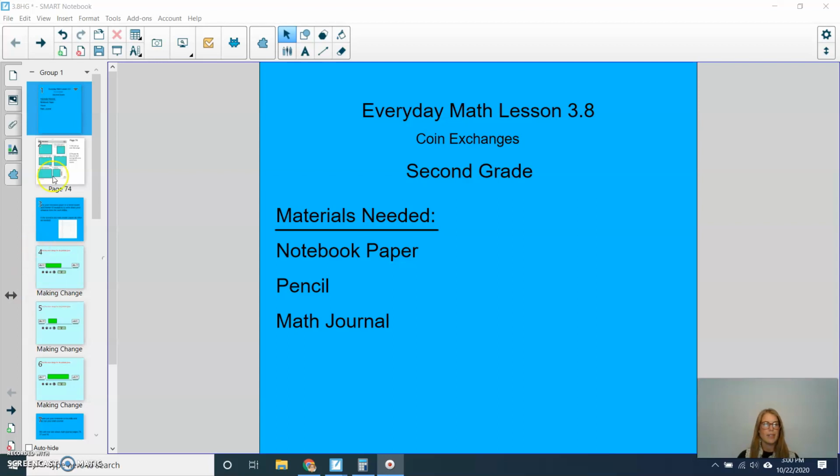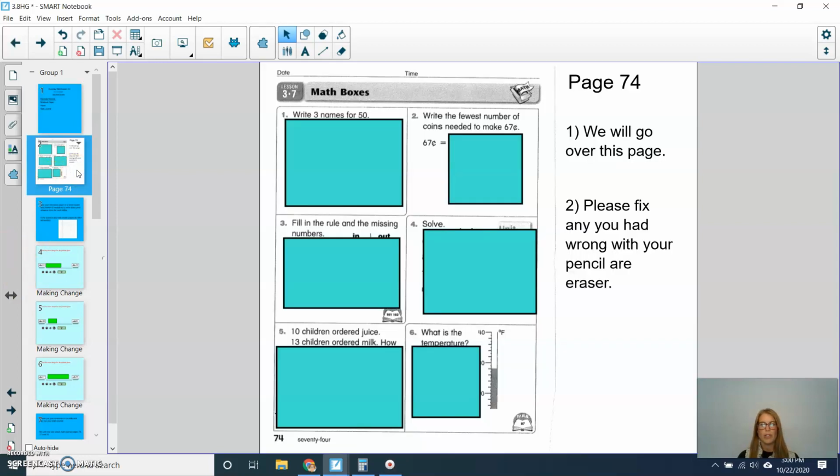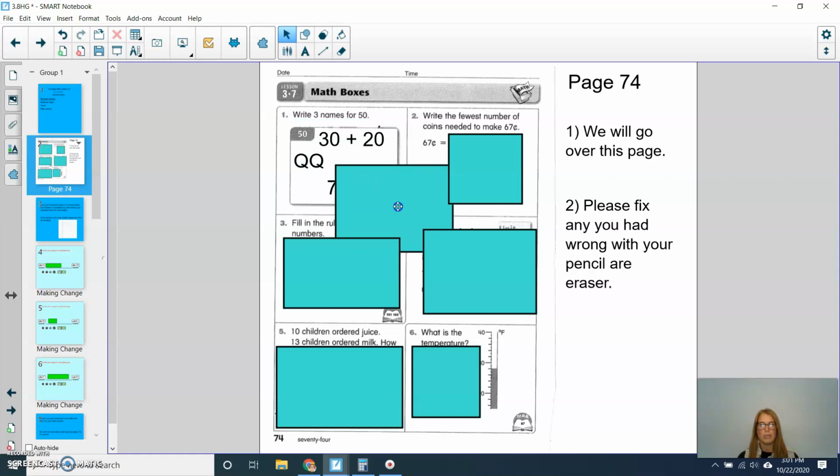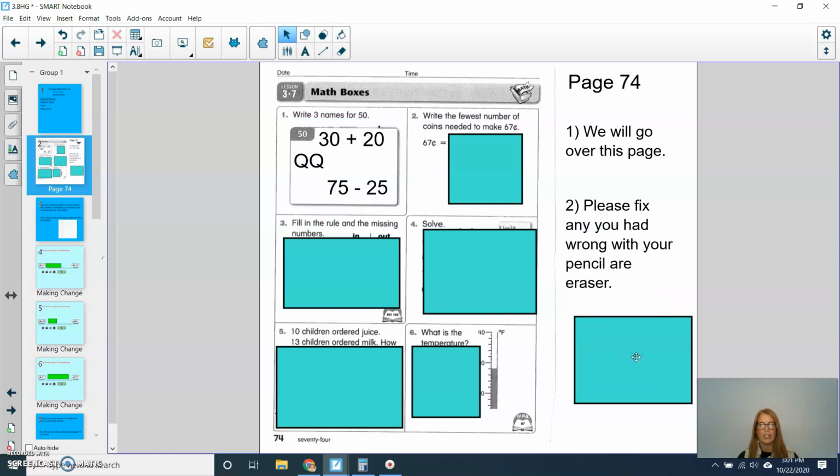Let's get started. The first thing that we're going to do is go over our math boxes from the previous lesson. So if you can open up your math journal to page 74. If you're noticing that you have any mistakes, please fix those with your pencil and eraser. For question number 1, write 3 names for 50. I had 30 plus 20. I had 2 quarters, and then 75 minus 25. And you maybe have some different answers than me, and that's okay.